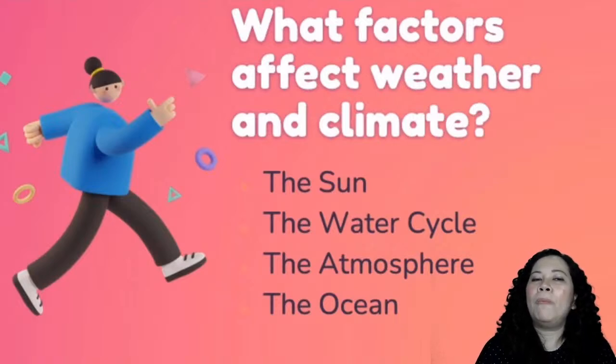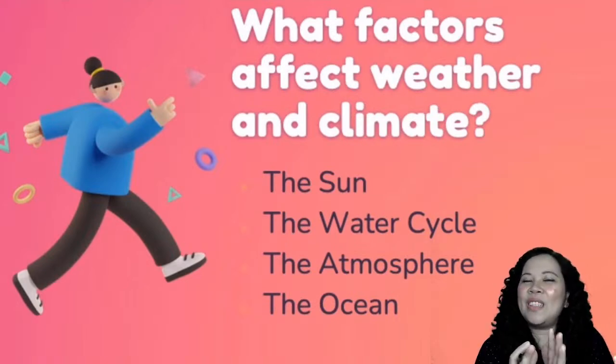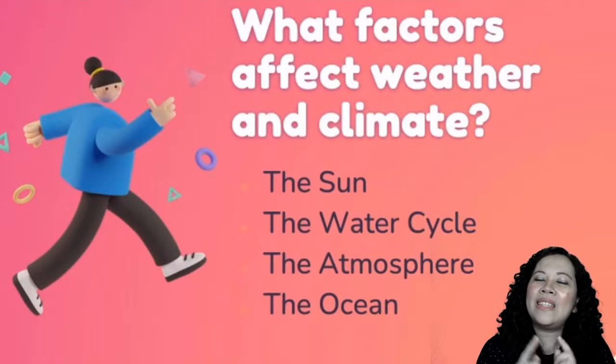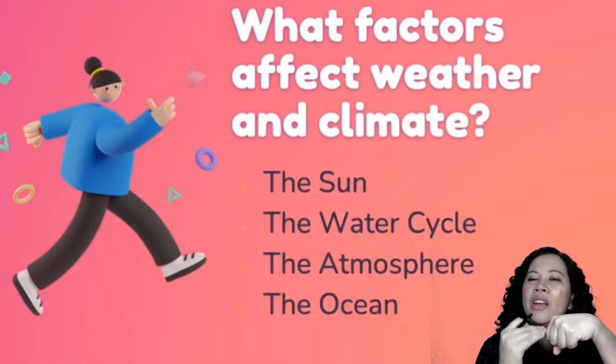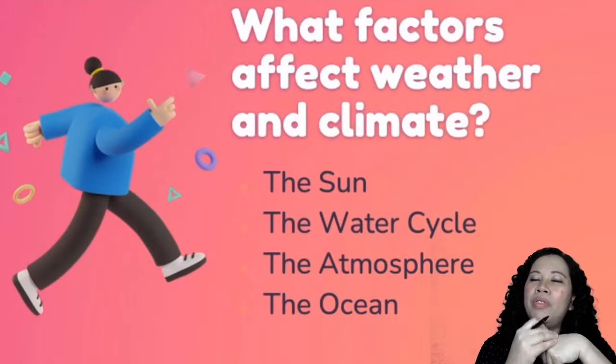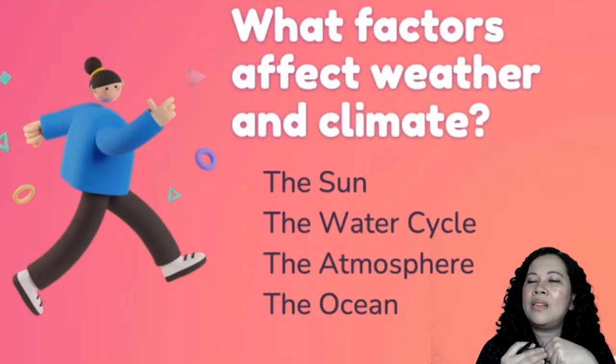Okay, so factors affecting climate in the Philippines, which only has dry and wet seasons. One factor affecting weather is the sun. How we are positioned, whether we are near the equator, above the equator, or below the equator, affects the weather and climate.